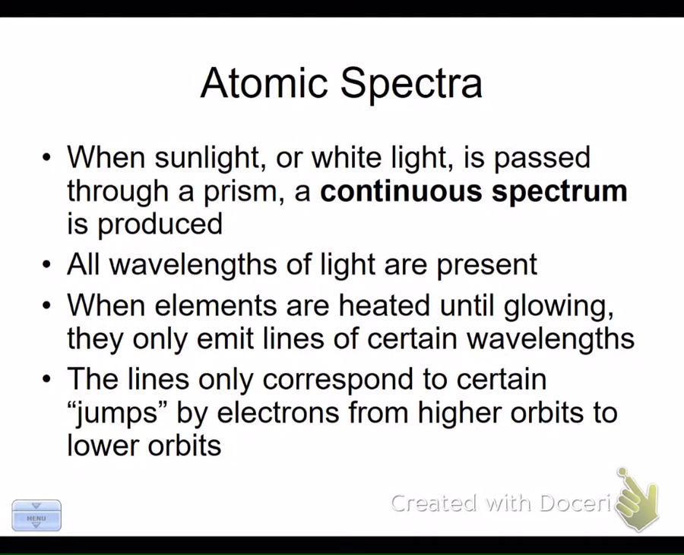Now we notice that when elements are heated until glowing, though, they only give off certain wavelengths. I'll show you a picture here in the next slide or two. So we don't get a continuous spectrum when we look at elements. Think back in chemistry class again, if you had it, where we had those bulbs and we looked through those crazy glasses and saw those vertical lines. Those lines correspond to jumps between energy levels by the electrons.